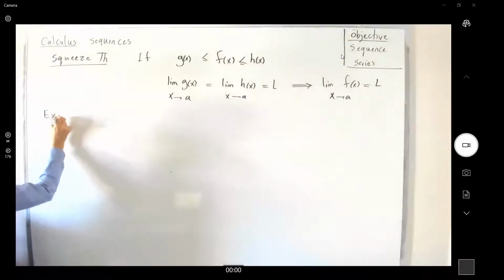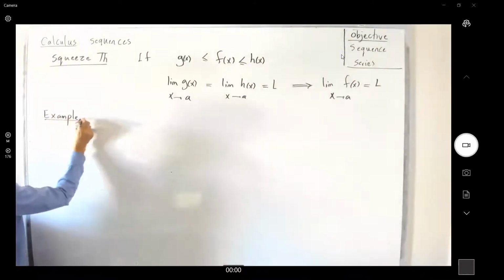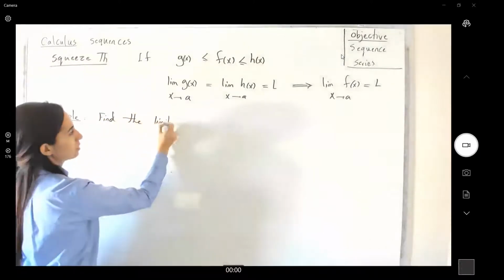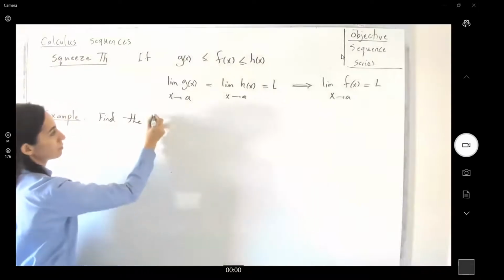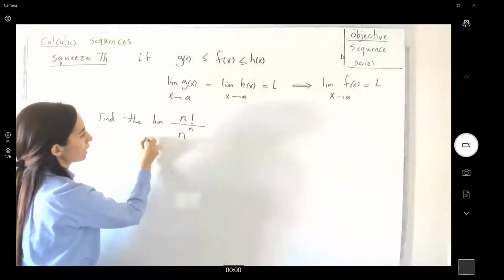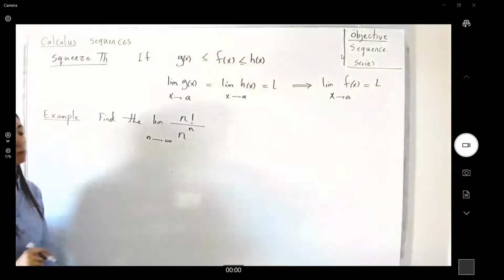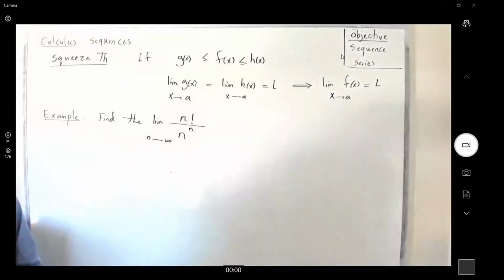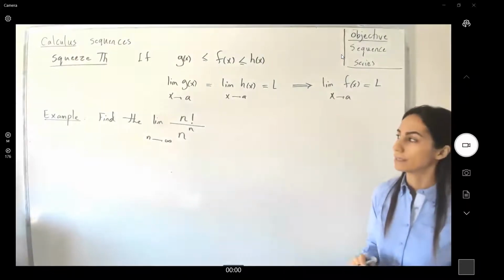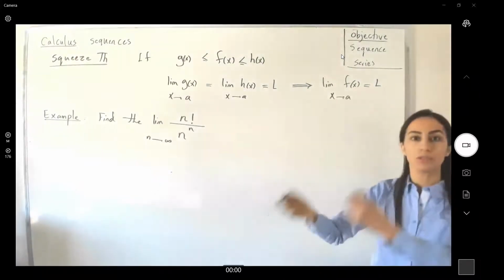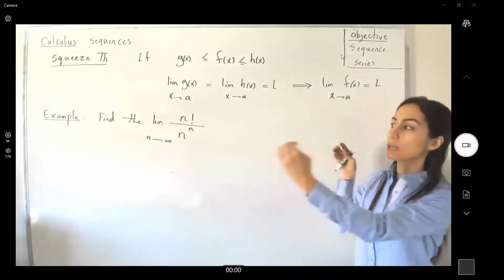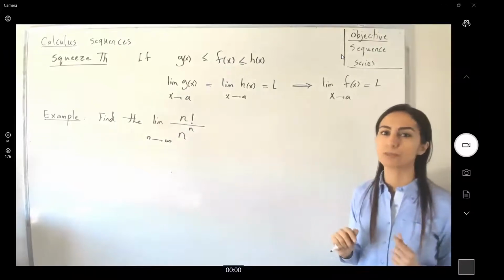Let's take a look at this example. This example says find the limit of n factorial divided by n to the n while n goes to infinity. Okay. You can take a look at this intuitively and say that, hey, n to the n goes to infinity faster than n factorial. So you have something divided by infinity, it should be 0.